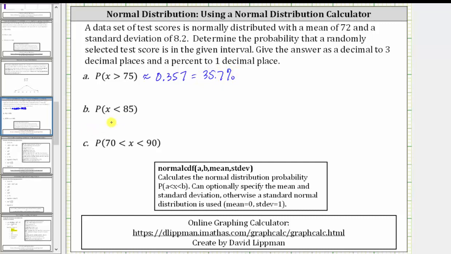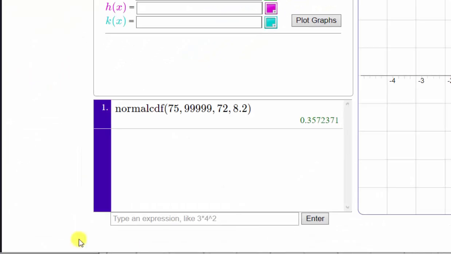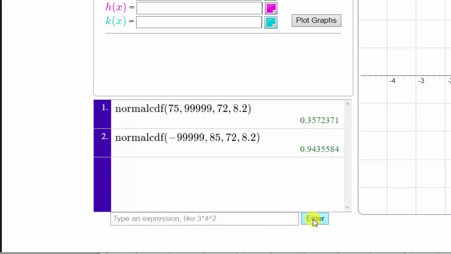For part B, we're asked to find the probability that X, a randomly selected test score, is less than 85. So because we have X less than 85, 85 is now going to be the upper bound, or the value of B. We'll have to exaggerate some low test score for A, the lower bound, for example, negative 99,999. So going back to the calculator, click in the Type an Expression cell, and once again enter normal CDF, open parenthesis. For the lower bound, we'll use negative 99,999, the upper bound is 85, the mean of 72, standard deviation of 8.2, close parenthesis, and click enter.